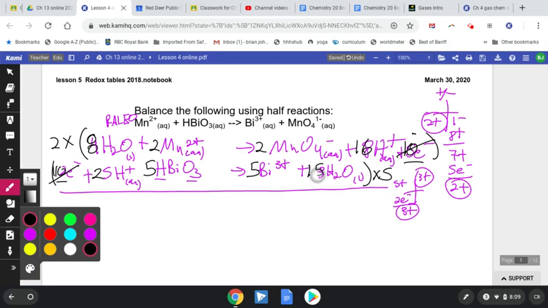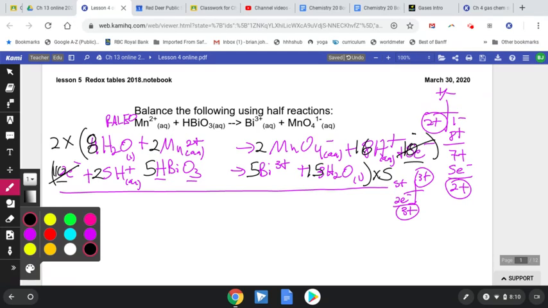and 15 waters. Now, Casey pointed out in my last video, or second last one, that I forgot to carry the waters down when I wrote out the half reactions and balanced it. I just totally ignored the waters, and that was an error on my part. You have to include the waters.